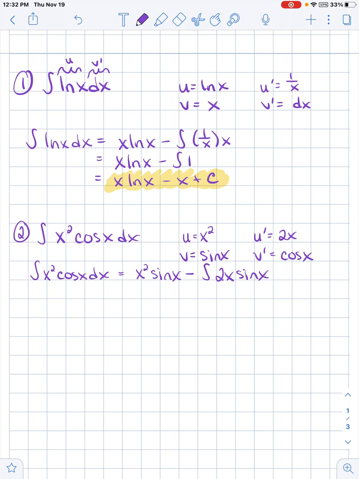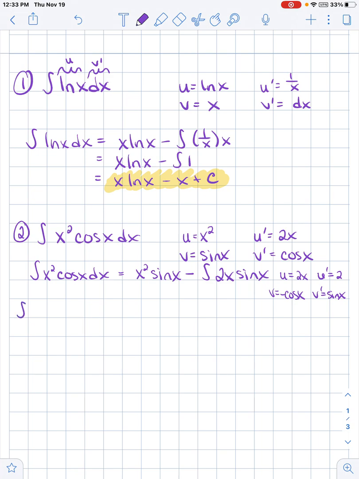But we have an issue. In order to find the antiderivative of this, we have another product. We have a 2x times the sine of x. So I hope that you thought about this. What we need to do then is use integration by parts again. Okay, so I'm going to let u equal 2x. u prime is 2. Let v prime equal sine x, and v is negative cosine x.